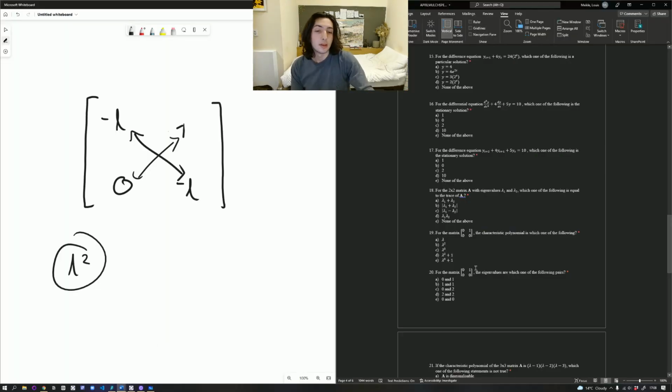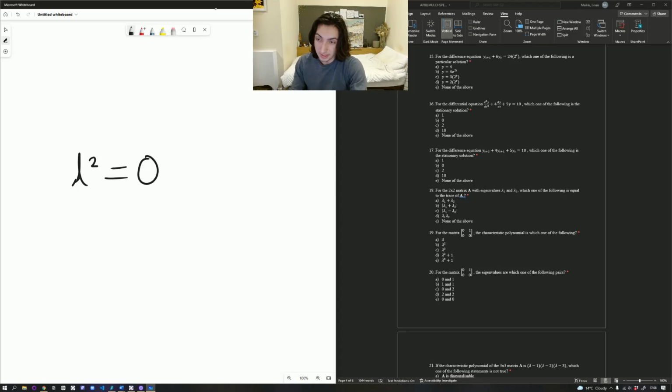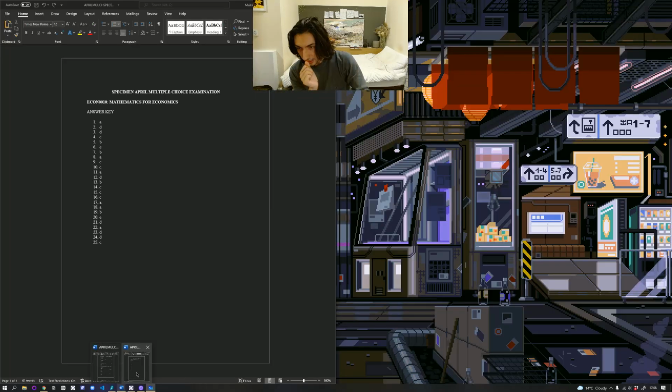Then we do this again for 20. A lot of this last stuff is also based on dynamic systems, so just get ready for that. The matrix here, the eigenvalues are which of the following pairs. We were just given this, so we know that our eigenvalues are determined by this polynomial. It's really just 0, because this equals 0, the only value this can really be is 0. So it's going to be 0 and 0, which means it's E, which is backed up, as you can see there.